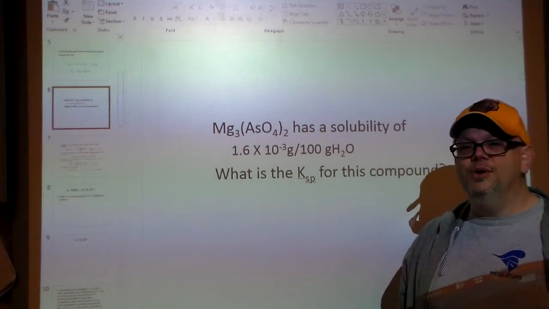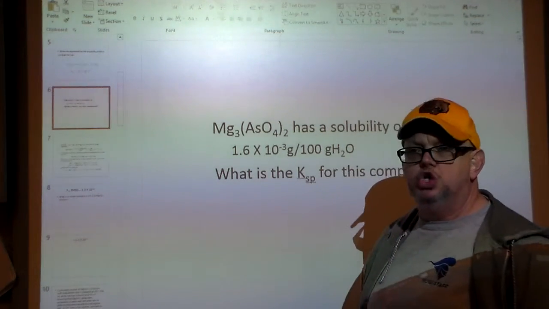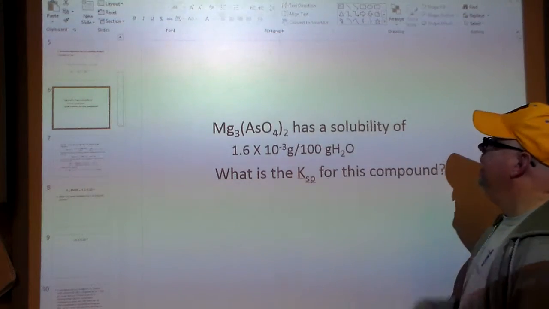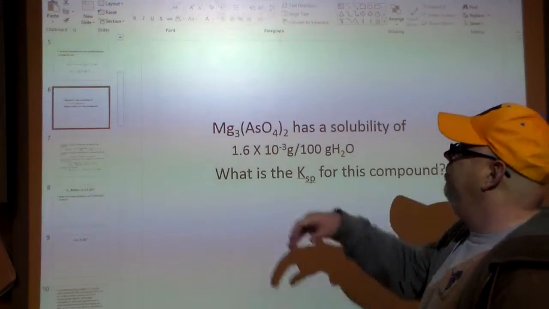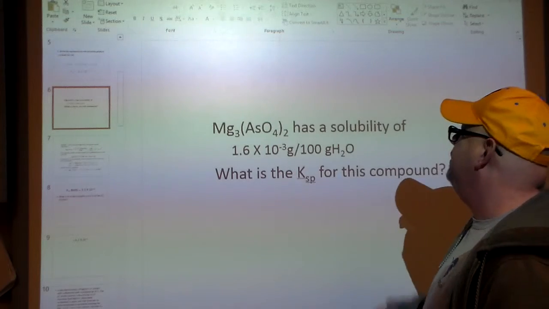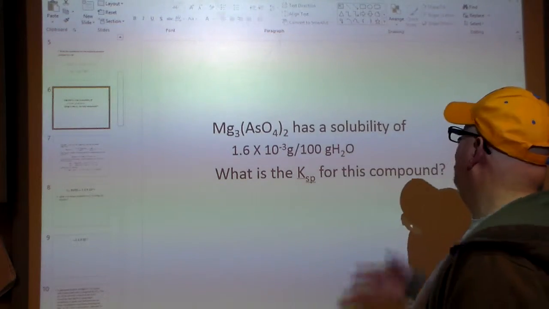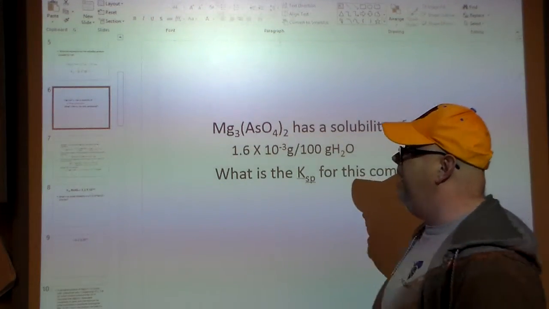Mg3(AsO4)2, magnesium arsenate. Oh, that is just something I want to chomp my teeth into. Okay, it has a solubility of 1.6 times 10 to the minus third grams for every 100 grams of water. What is the Ksp for this compound?